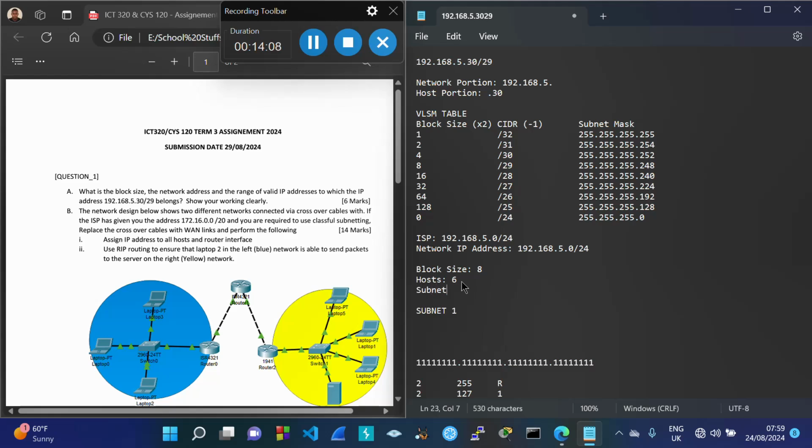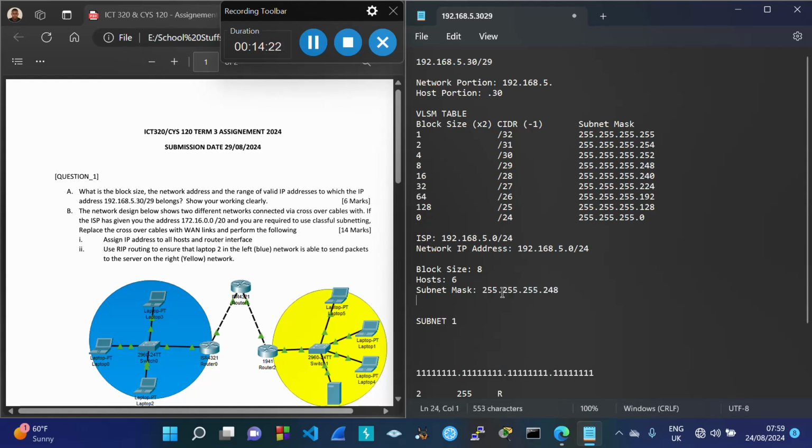And then their subnet mask, as we can see, for a /29, we have 248. So that's their mask like that, 248. Now we can start creating the subnets. So subnet 1, the IP address range. Since the initial is .0, we'll start like this.